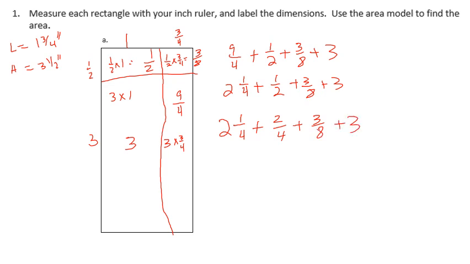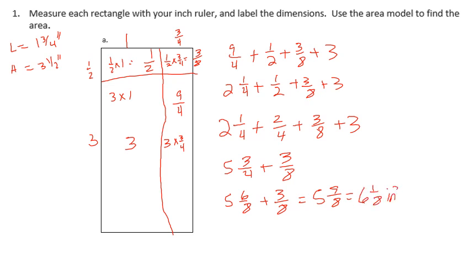Now when I add them together, I'm going to go ahead and add my whole numbers too. 3 and 2 is 5, and 1/4 and 2/4 is equal to 3/4 plus 3/8. Now I'm going to convert my fourths to eighths by multiplying by 2, so I end up with 5 6/8 plus 3/8, which equals 5 9/8. And 9/8 is actually equal to 1 1/8, so 5 plus 1 1/8 is going to equal 6 1/8 inches squared.